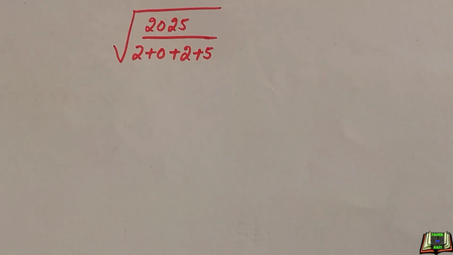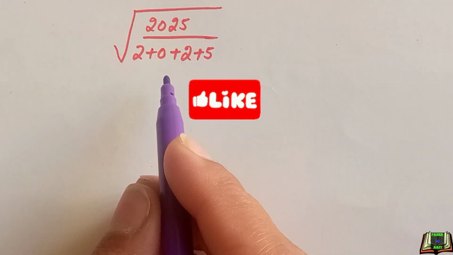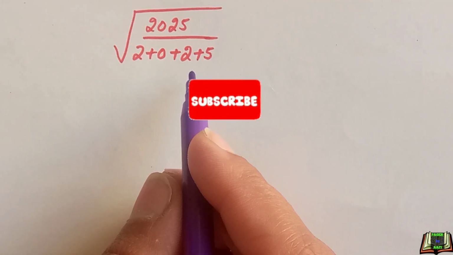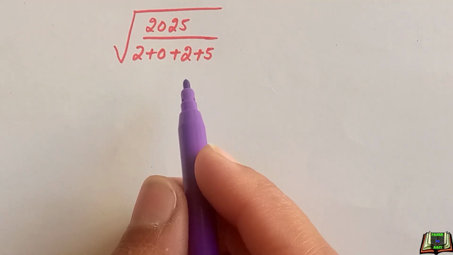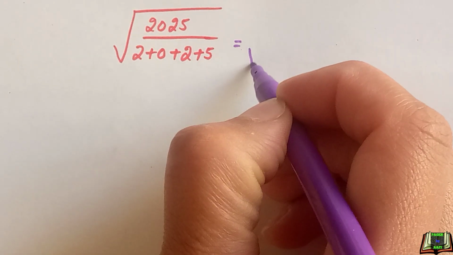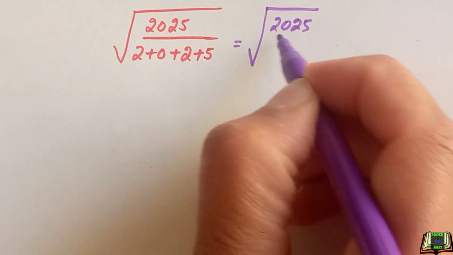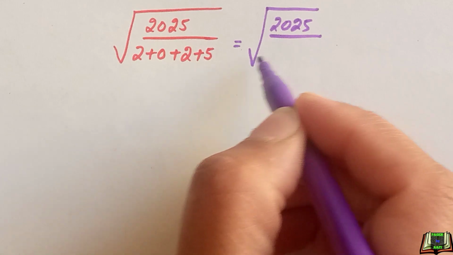How to solve this type of tricky radical problem but without using a calculator? We are going to see in this video tutorial. Root 2025 divided by 2 plus 0 plus 2 plus 5. Let's see its solution. Root 2025 divided by, we are going to add these numbers which are in the denominator.